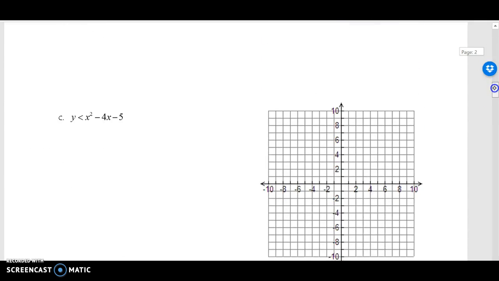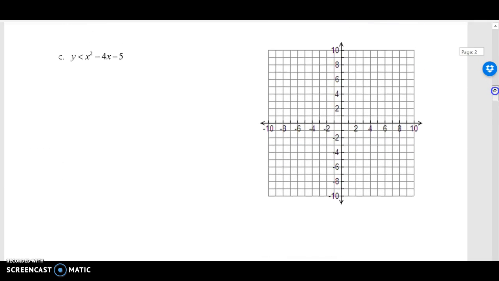Okay, I'm going to go to example C and just do a quadratic example. So first we need to graph this boundary. It's already solved for y, so we could find the y-intercept, which means we put 0 in for x, so it's at 0, -5. We could find x-intercepts by putting 0 in for y.